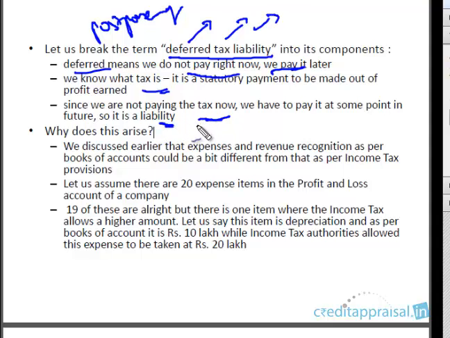We already discussed what a liability is. This is an obligation to pay. Since we have deferred this payment, since we didn't pay it right now, in future we have to pay, so consequently it's going to be a liability. So this is the deferred tax liability.